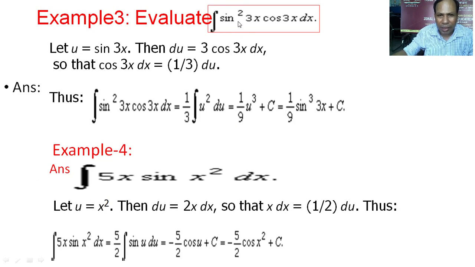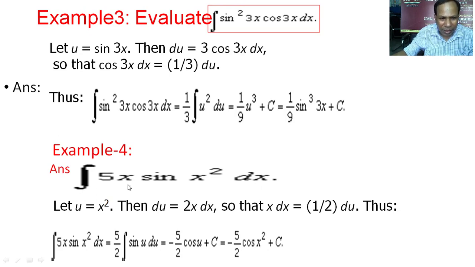By taking sin 3x as u, we could cancel out this cos 3x so that it could be reduced to the integrable form. Now one more simple question: integral of 5x sin x square dx.